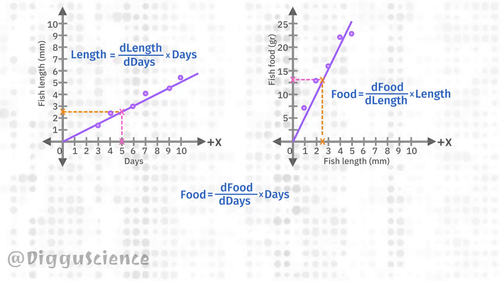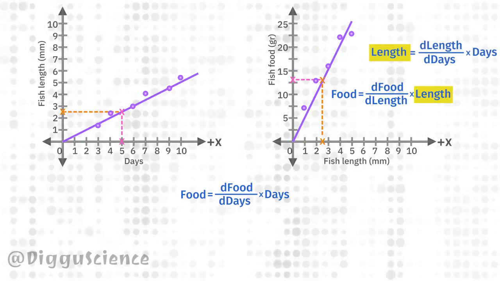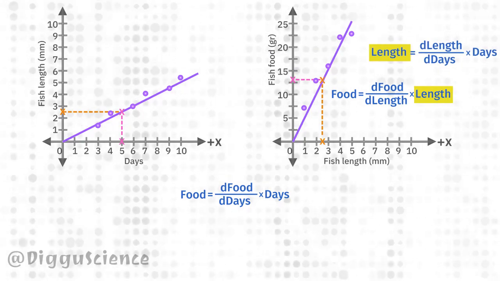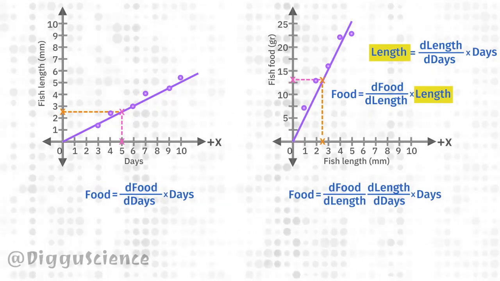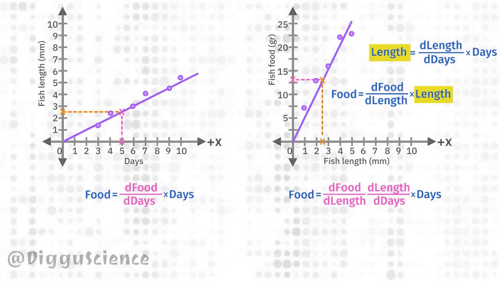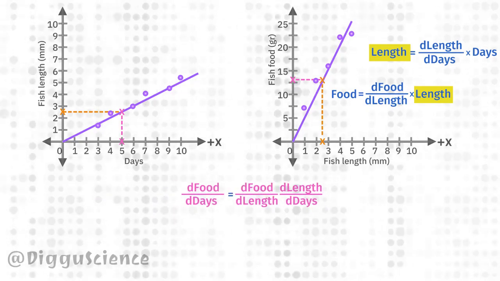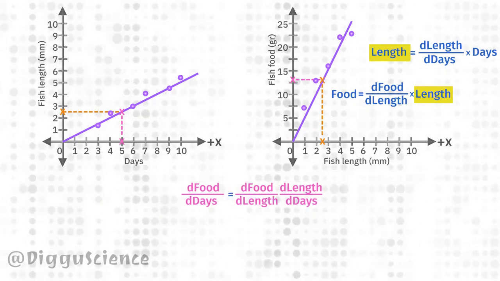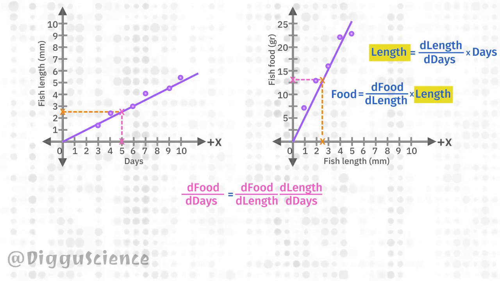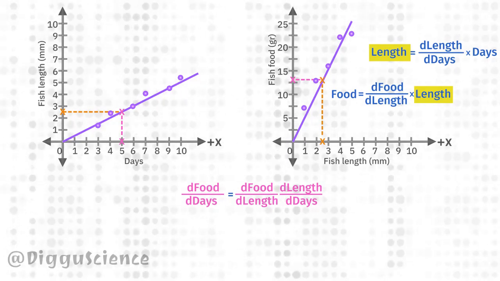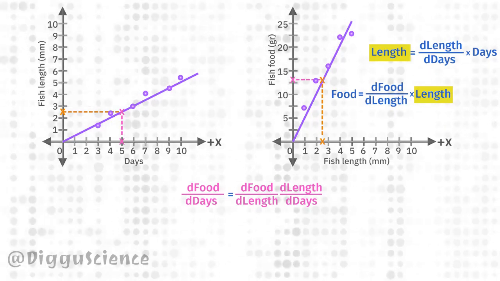This value can be calculated using two rate equations for each curve. Note: we can substitute the length value from one equation into the other equation. Well, these values are identical. The rate of change in fish food per day is equal to the rate of change in fish length per day, multiplied by the rate of change in the amount of food per fish length. This is what is meant as the chain rule. We will use this concept in the next series.